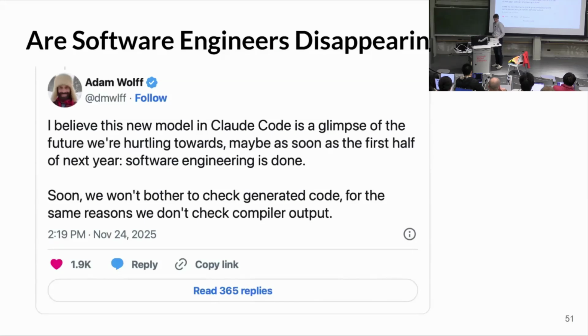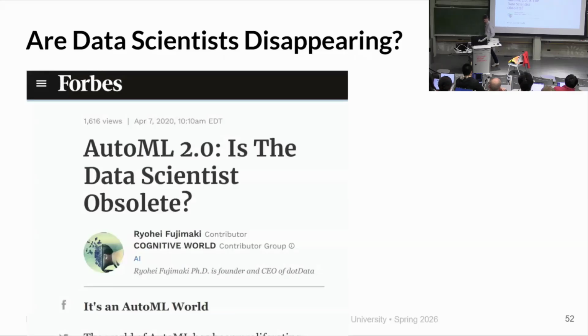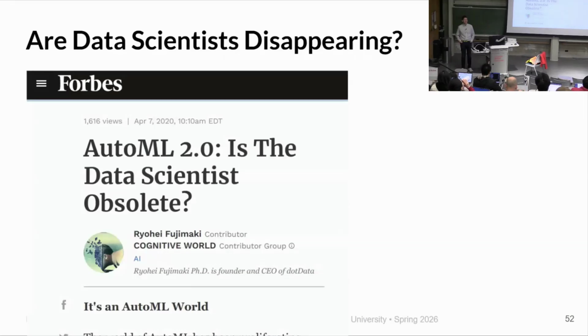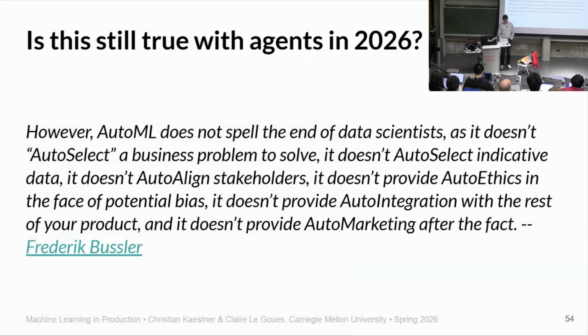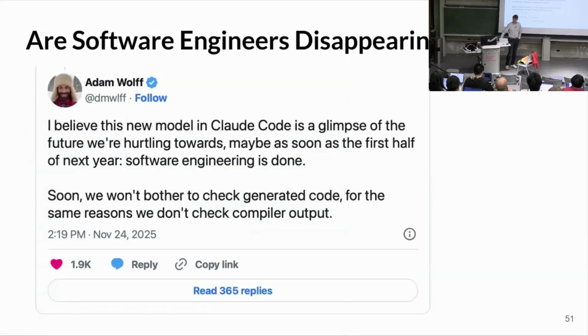This is maybe a more realistic view, or maybe not. Can do the same thing for data scientists, so don't feel safe. Again, this was 2020. What do you think? Is it over?